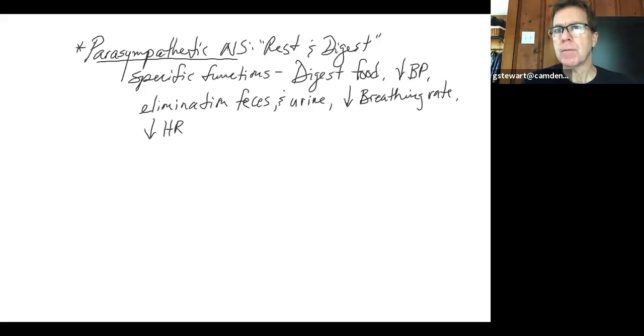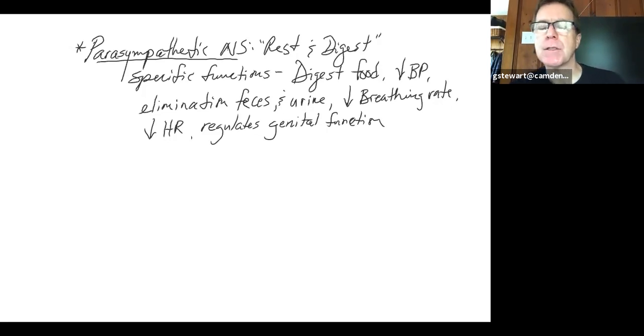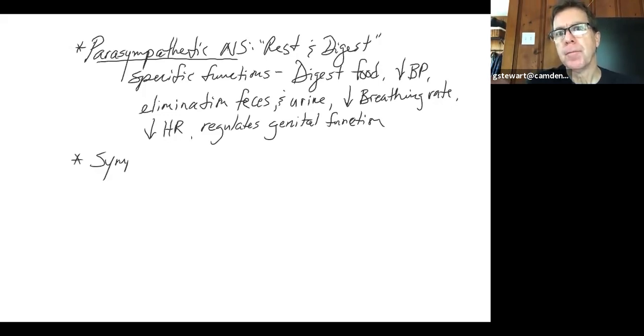So it also, I'm just going to put regulates. In general, it regulates genital function. Not just in elimination of urine, but also sex organ function as well. Now, I'm going to compare that to sympathetic functions.